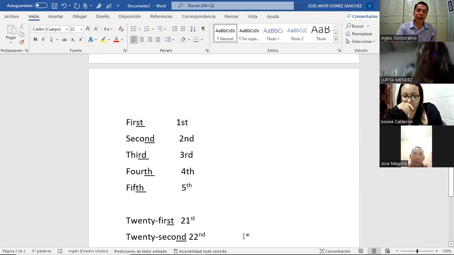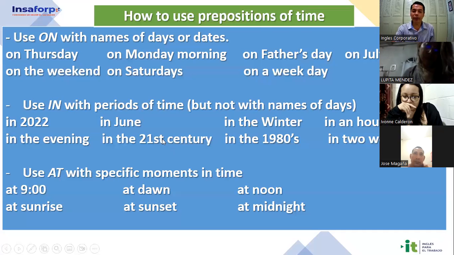Yes, teacher. ¿Sí copió la idea? Sí, sí, la entiendo. Muy bien. Gracias. Luego alguien me tenía otra pregunta por ahí. ¿Quién más me iba a preguntar? Solo quiero remarcarle esto a Alessandro. Aquí mire, como vio cómo se escribe 21st, ¿verdad? Las últimas dos letras se ponen aquí al final. ¿Sí? Gracias. ¿Quién me va a preguntar? Lupita. Ok, please.